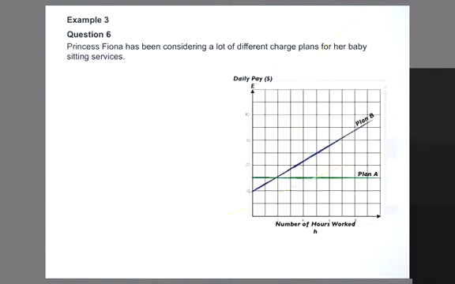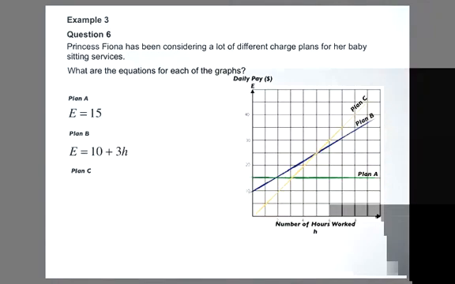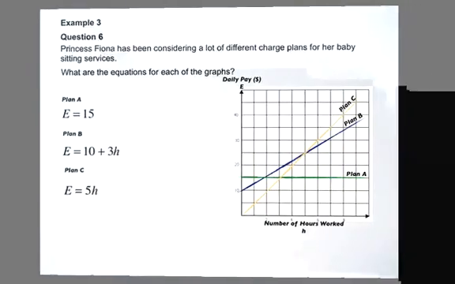Her plans again are marked on this same chart here. These are the equations that we've already determined. For Plan A, it was E is equal to 15. For Plan B, it was E is equal to 10 plus 3h. And for Plan C, it was E is equal to 5h.